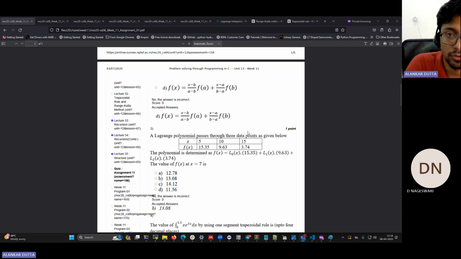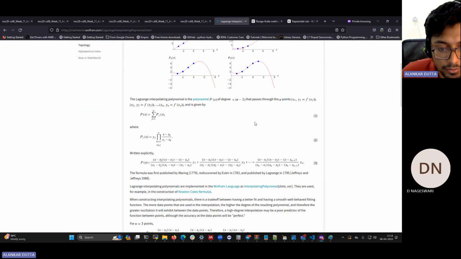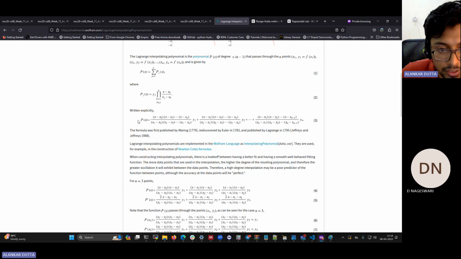So just to recap what we mean by Lagrange polynomials, I'm opening this mathematical article where the general form of a Lagrange polynomial is given, where P(x) is your Lagrange polynomial, and x1, x2, x3 are the data points where your values are defined. So along the x-axis the data points are x1, x2, x3, and go till xn, and the corresponding values of the function are the y's.